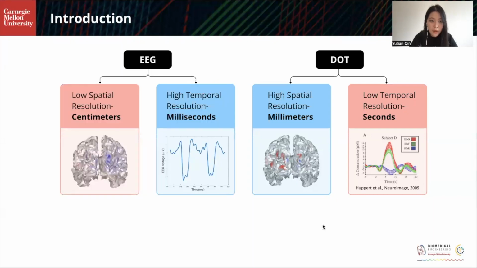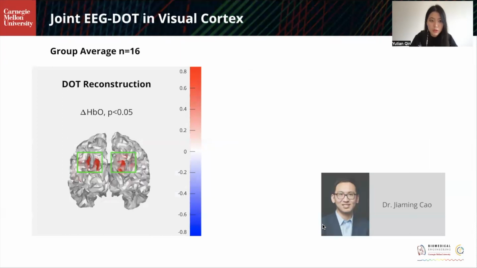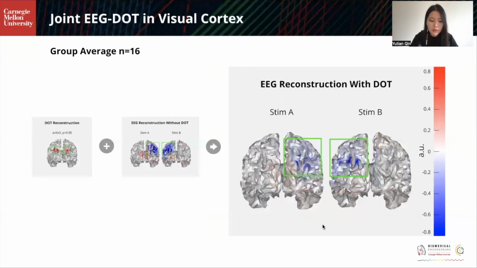So if we can combine the two advantages of EEG and DOT together, we can get high spatial temporal resolution at the same time. Our previous research conducted by Dr. Jiaming Cao has proved that in the visual cortex, if we combine the DOT reconstruction together with the EEG reconstruction, we can get neural activity reconstructions with high spatial resolution and keep the sensitivity in time to show the neural activity responses to stimuli appearing at different time points in an experiment.